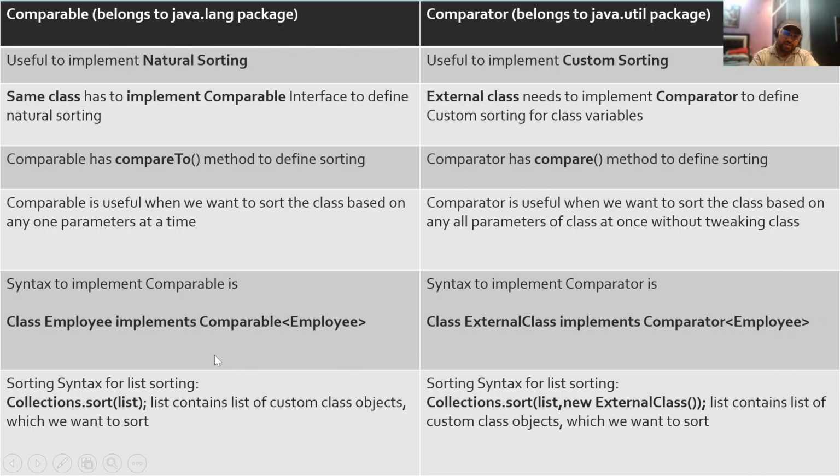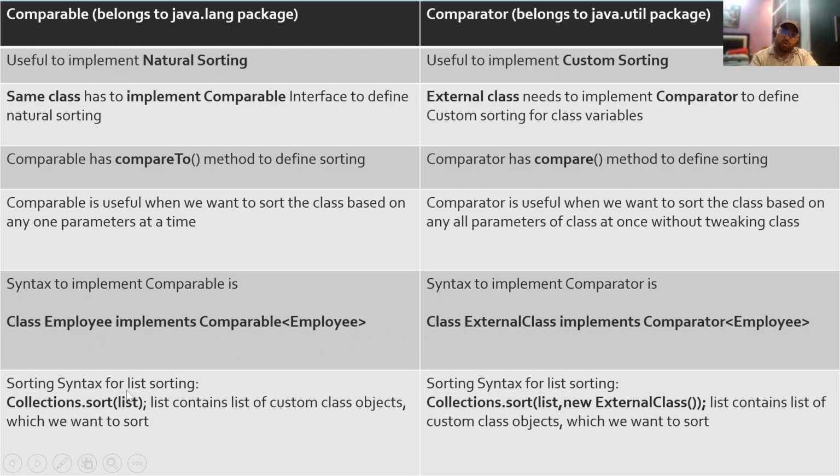Now what is the syntax to implement Comparable? So we want to sort the objects of the Employee class. So the class Employee itself will implement the Comparable interface, and the class will need to be passed into the angular brackets here as well, and as a result we'll have to implement the compareTo method. In case of Comparator, if you see, I have taken one external class. This will be implementing Comparator, and again we'll have to pass the class for which we want to sort the objects. Now what is the sorting syntax? So this is how we have implemented the sorting.